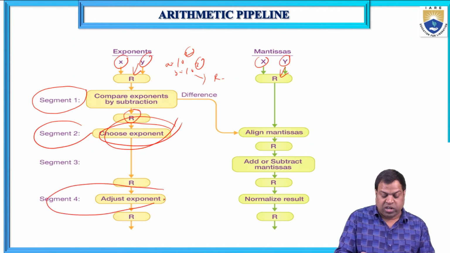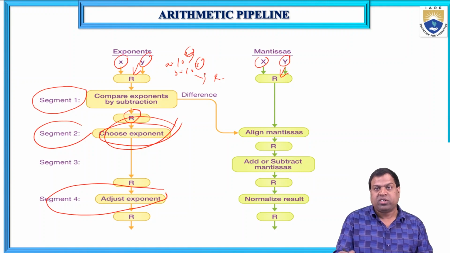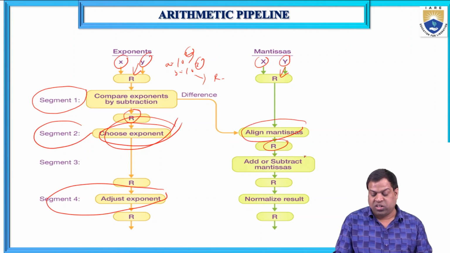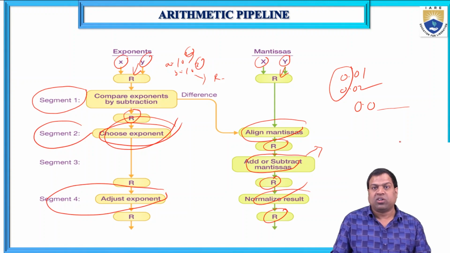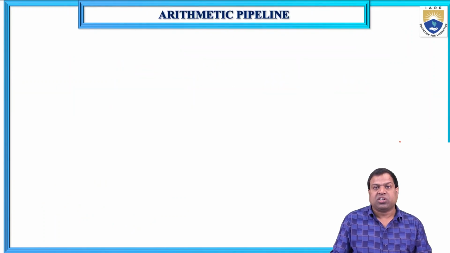And in segment 4, adjust the exponent, if I am taking both as 10 cube or both as 10 square. And mantissa also I am comparing with one register OR and aligning the mantissa in the OR register. After the aligning, suppose I am taking 0.01, here also 0.02. So aligned both are same, and after the alignment I am taking add or subtraction with the register and normalize the result. Results also I am getting 0.0 something only, and this register I am calling the OR register. So these are the references.